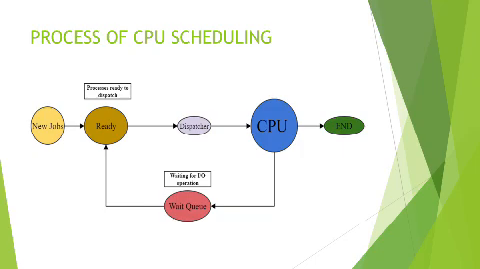Context switching: if the CPU switches to another process, it saves the current process state and loads the next one. If the CPU has a higher priority process to be executed, the process which is already there moves to the waiting state, then it moves again to the ready state and executes the process. So this is the way of executing the CPU scheduling process.